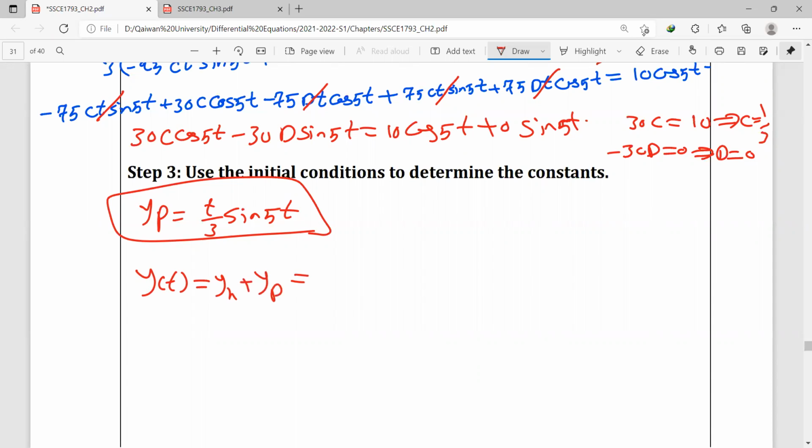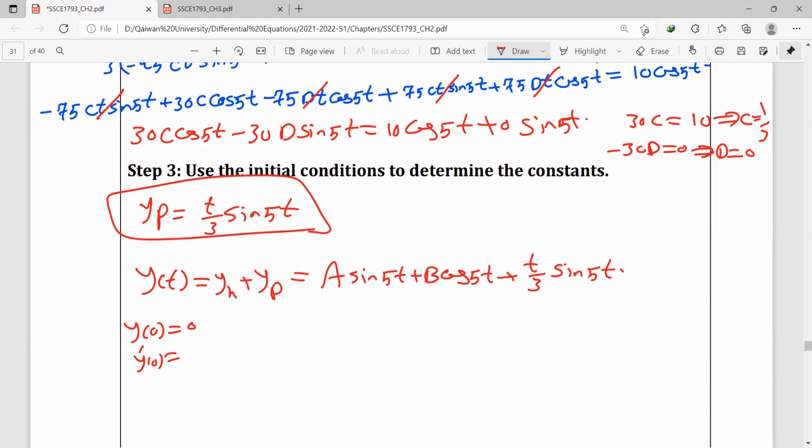You found the homogeneous solution before, and we said that it is a sine 5t plus b cosine 5t, plus the particular solution, which is t over 3 sine 5t. Now we apply the conditions. We are given that y of 0 equals 0.2 and y prime of 0 is negative 0.1.